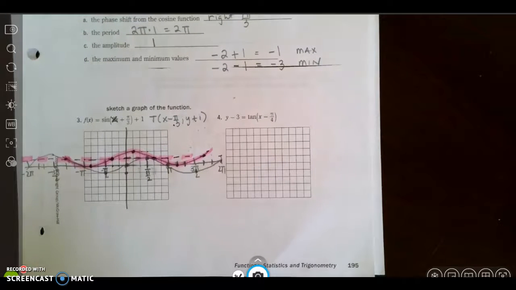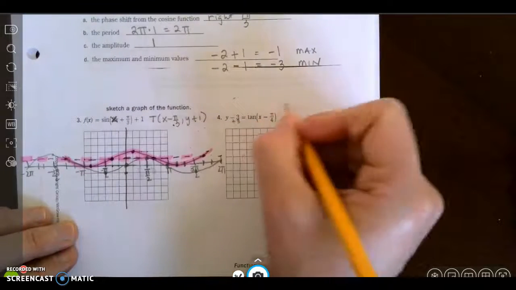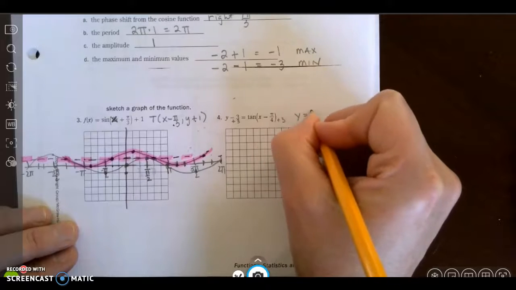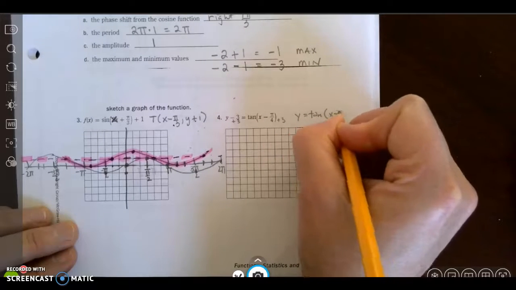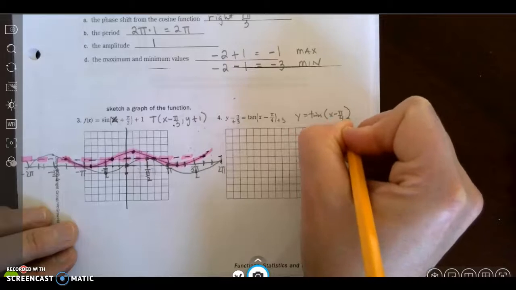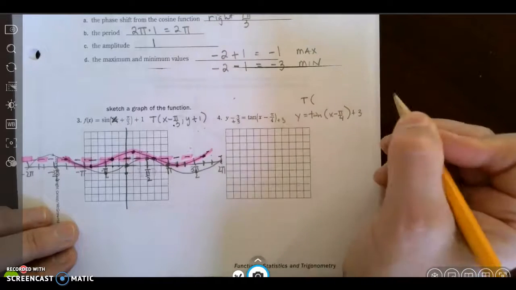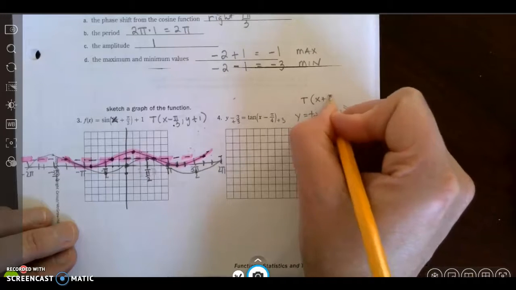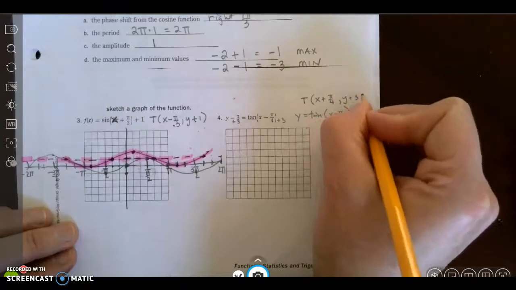First thing I'm going to do in number 4 is, I don't like that -3 on the left-hand side, so I'm going to add 3 to both sides. So my equation is y equals the tangent of x minus pi over 4 plus 3, which means my translation rule is to the right pi over 4 and up 3.